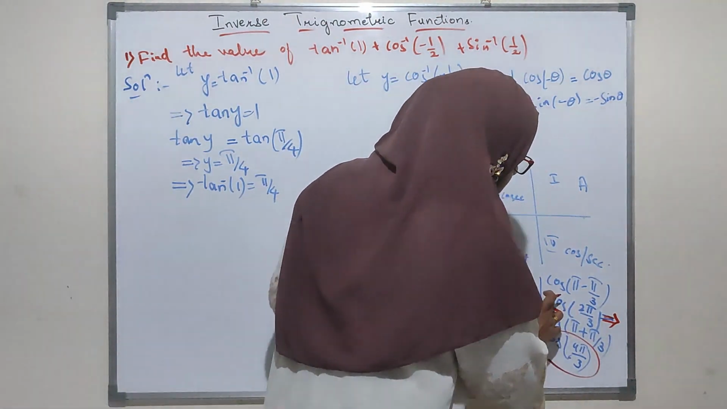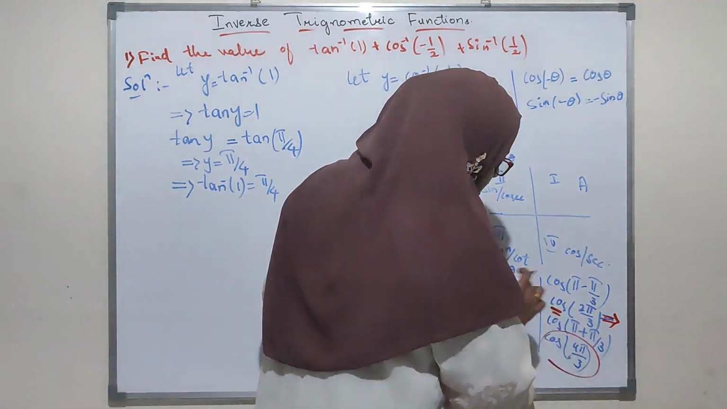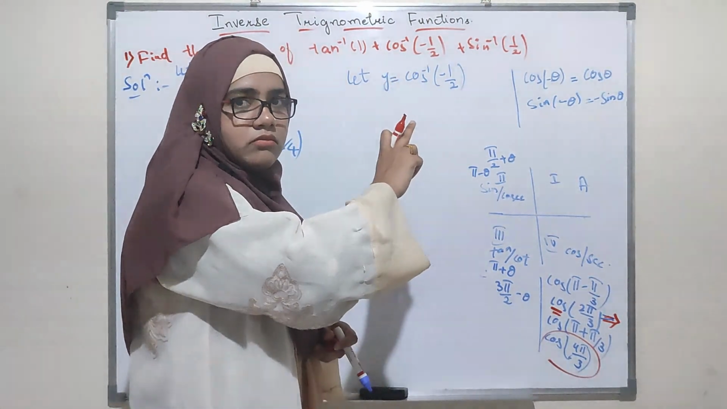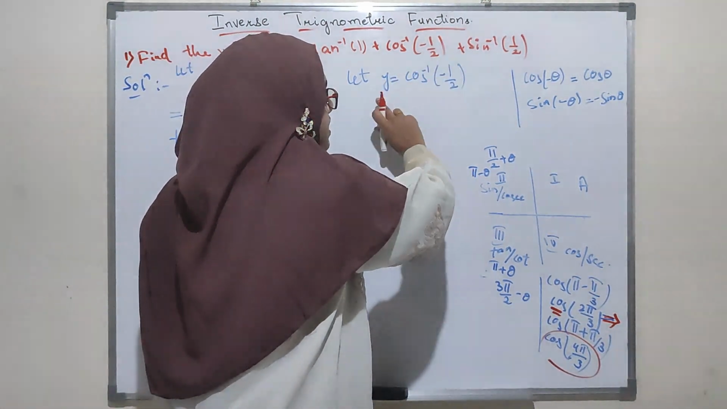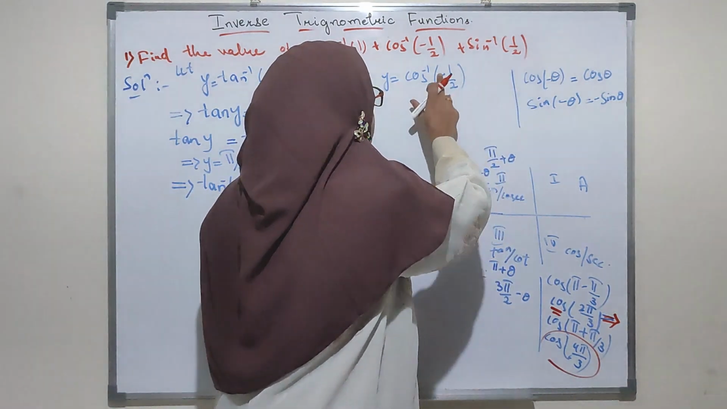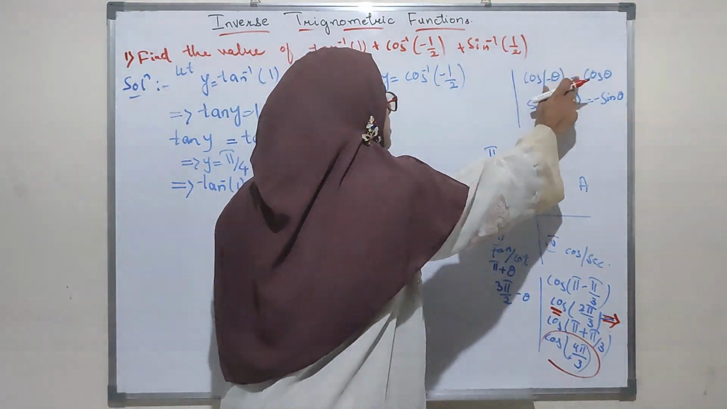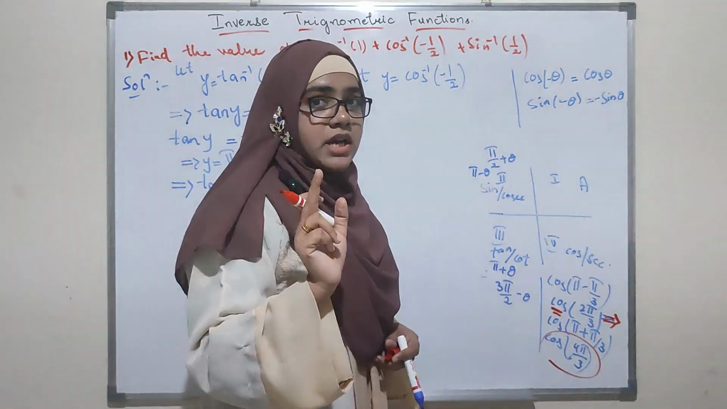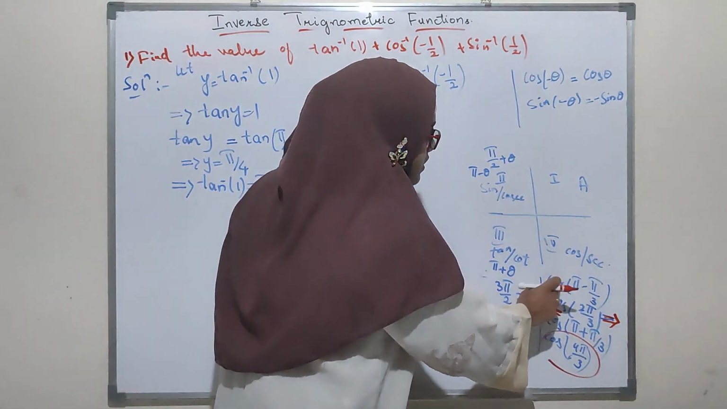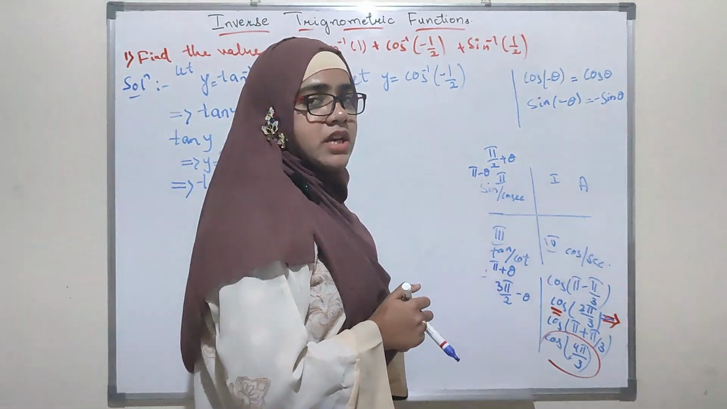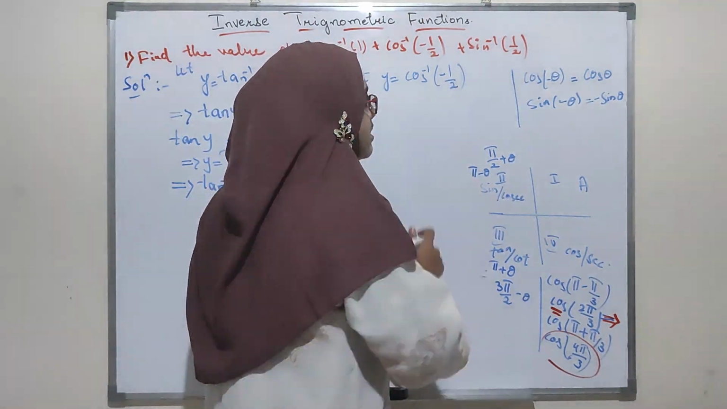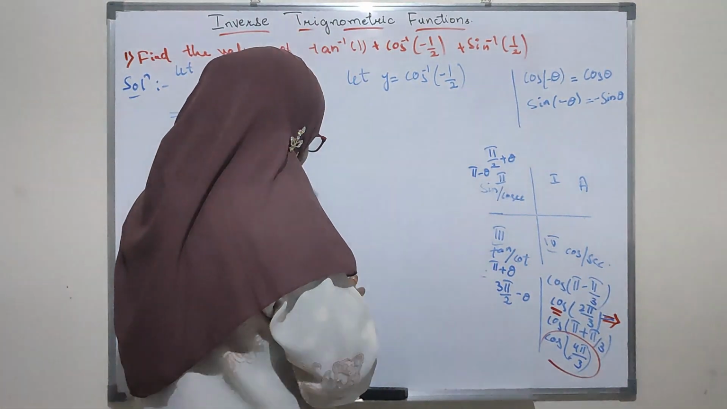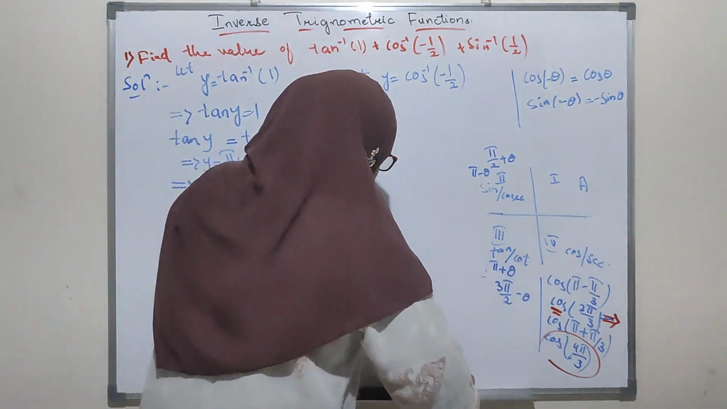Why do we write cos of 2 pi by 3? Because we have cos inverse of minus 1 by 2. So directly we can't write cos inverse of 1 by 2, because cos of minus theta becomes positive cos theta. But in the question we have the minus sign. That's why we are taking cos of pi minus pi by 3. Why pi by 3? Because we know that cos of pi by 3 is half. Okay, understood?